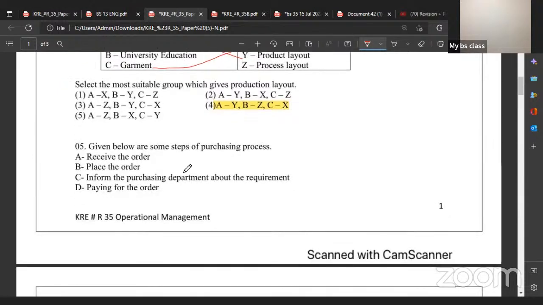Given below are some steps of the purchasing process. Let's see, and one thing for your information, if you are going through such steps, it could be the planning process, purchasing process, decision making. If you use our common sense, sometimes we are able to some extent to match the steps. For example, you won't be paying for the order before you place the order, right? So likewise, get the things up. Now let's see what we can do with this.